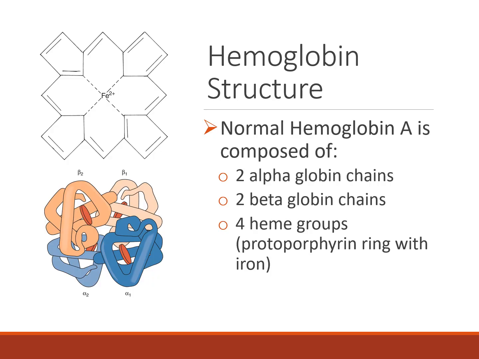So again, let's recap hemoglobin structure. We know that normal hemoglobin A is composed of 2 alpha globin chains and 2 beta globin chains. We also know that there are 4 heme groups which are included between those chains, and the heme groups are made up of protoporphyrin rings with an iron molecule there. Now remember, we want the iron to be in the ferrous state, not the ferric state. So that's really important to remember, and we know that our methemoglobin reductase pathway helps us to maintain our iron in the ferrous state.